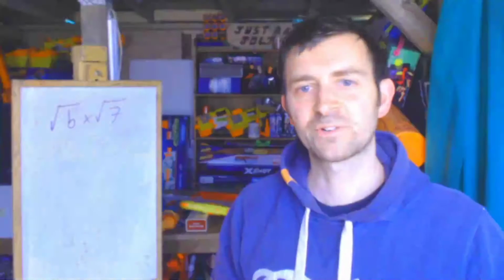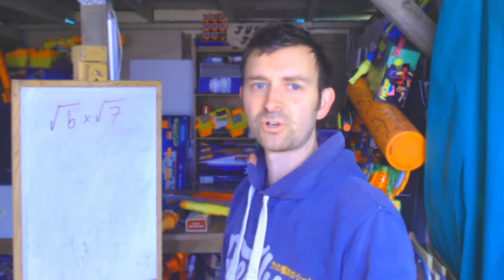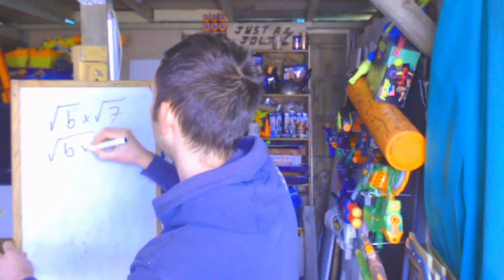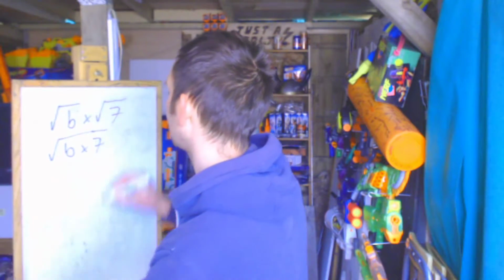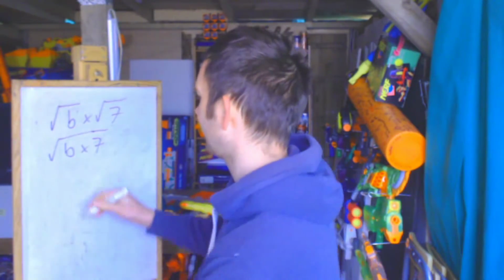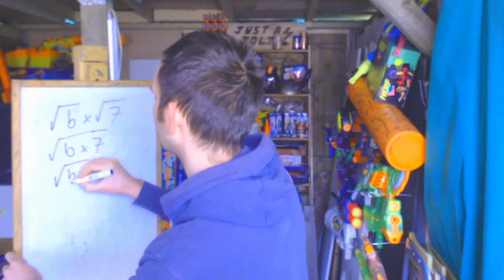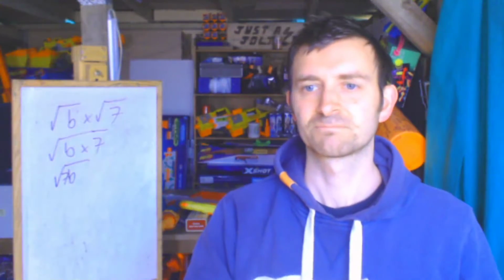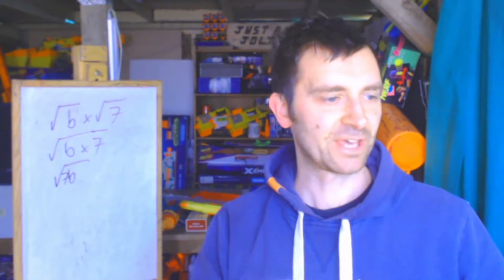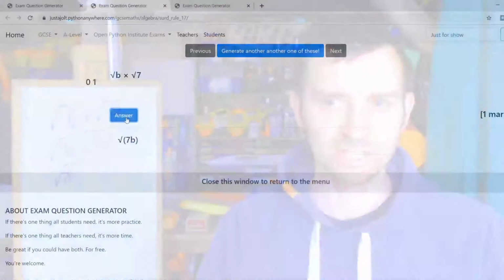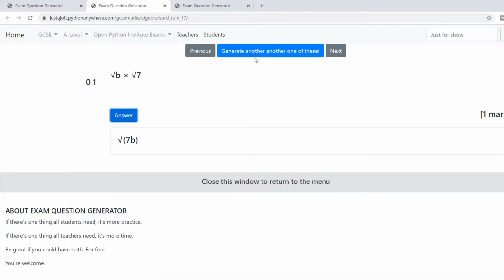Again, just following exactly the same rules as before. This is pretty simple stuff. So let's have root B times root 7, all under the same square root right there. And then once more, we've got root 7b, putting the number first. So let's just check that's the answer that I've got as well there. So there we go. Root 7b is the answer I got there too.